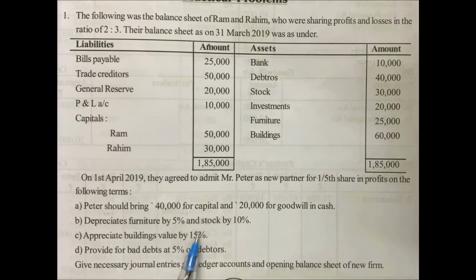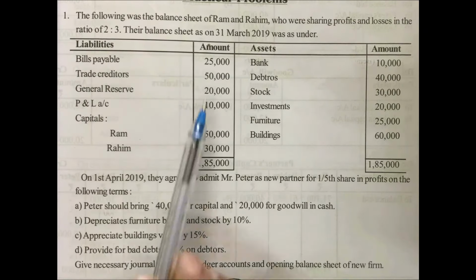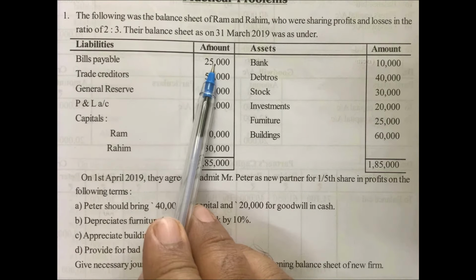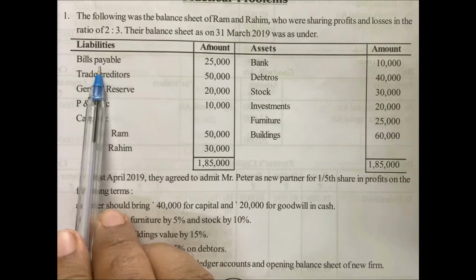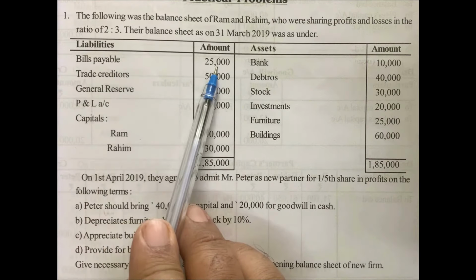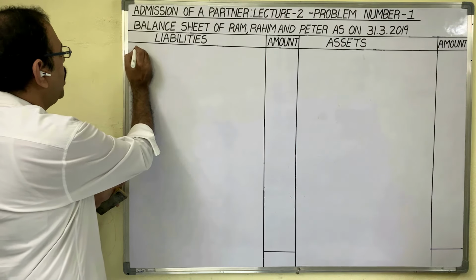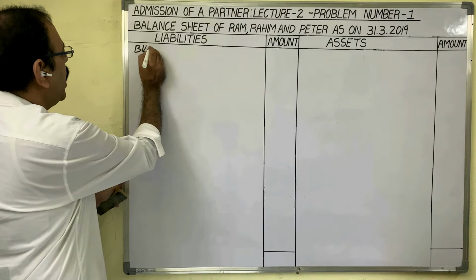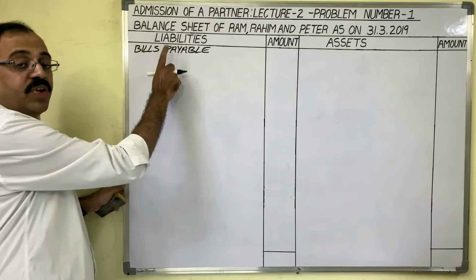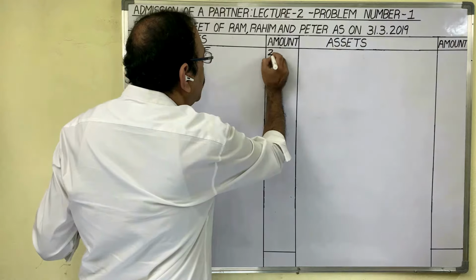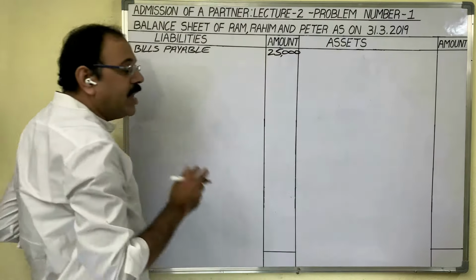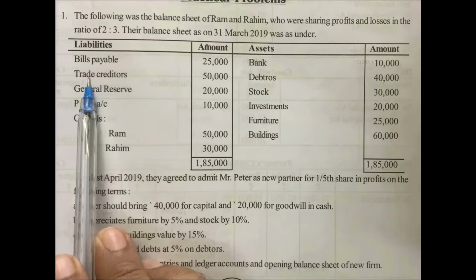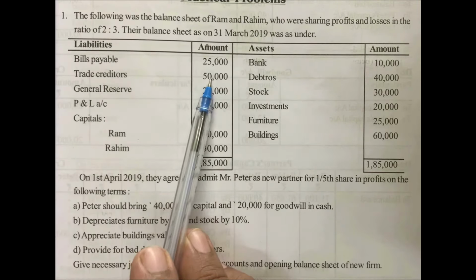If there is no additional information related to bills payable, then the same value, 25,000, we should show in the new balance sheet. Related to bills payable, there is no additional information. Therefore, in the new balance sheet, bills payable value is 25,000 rupees. Show that under the liability side. As there is no adjustment related to bills payable, 25,000 we are directly showing in the amount column.